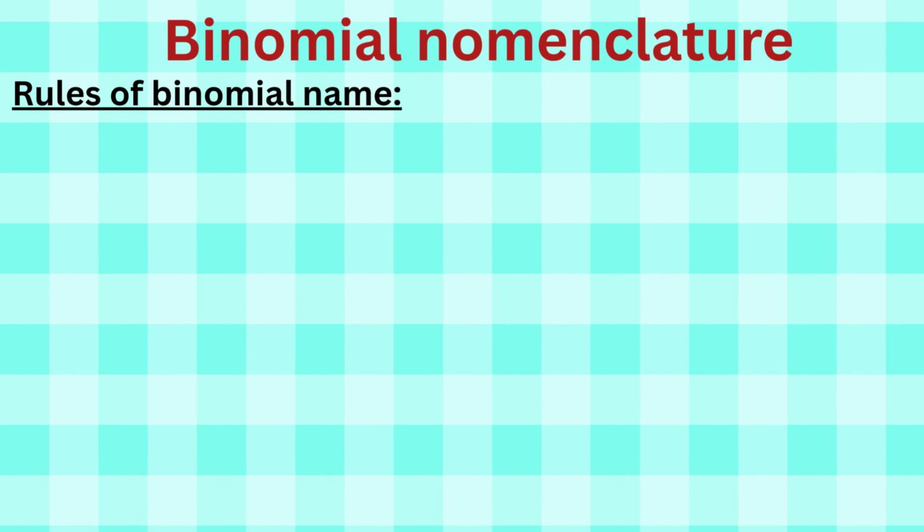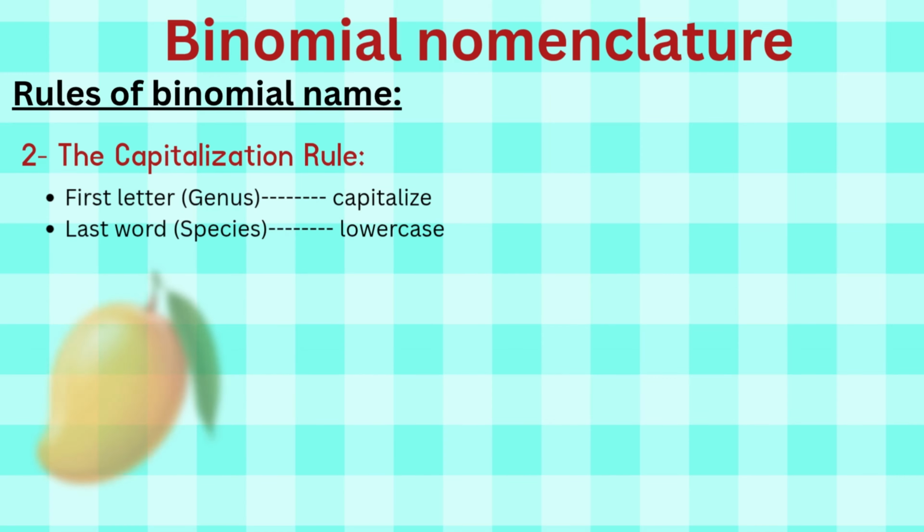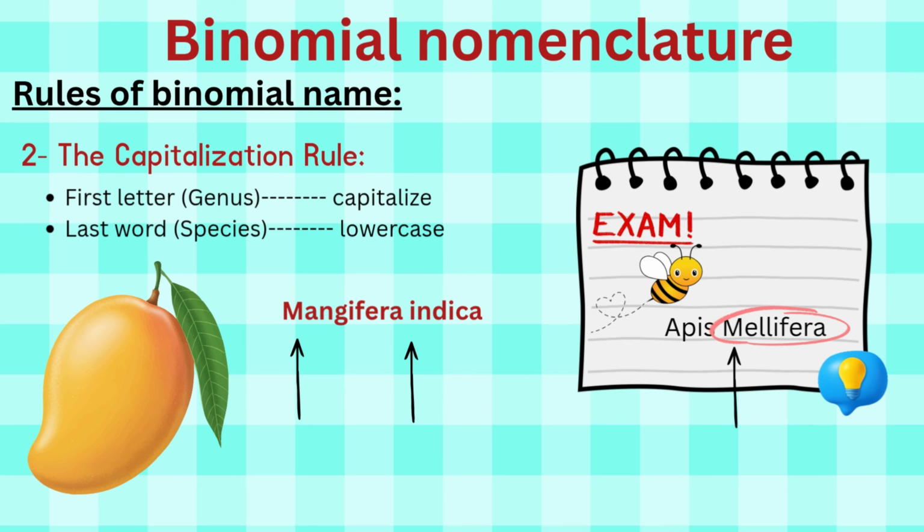Rule number 2. The capitalization rule. Precision is key here. Always capitalize the first letter of the genus, but keep the species name in all lowercase. Take the mango plant, Mangifera indica. Note the capital M and the small i. Capitalizing the species name is a very common error that will get your answer marked wrong.